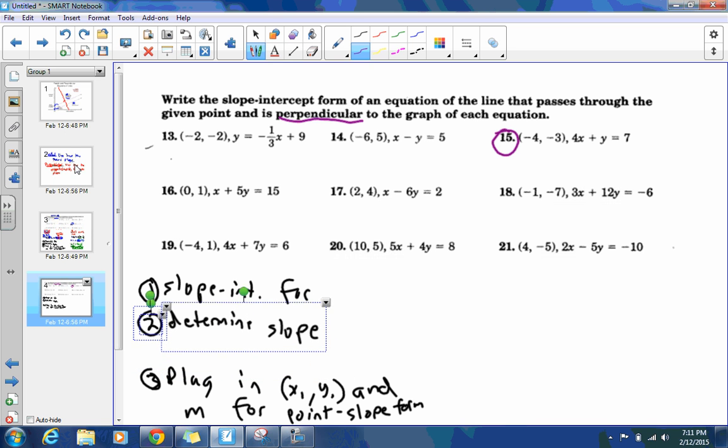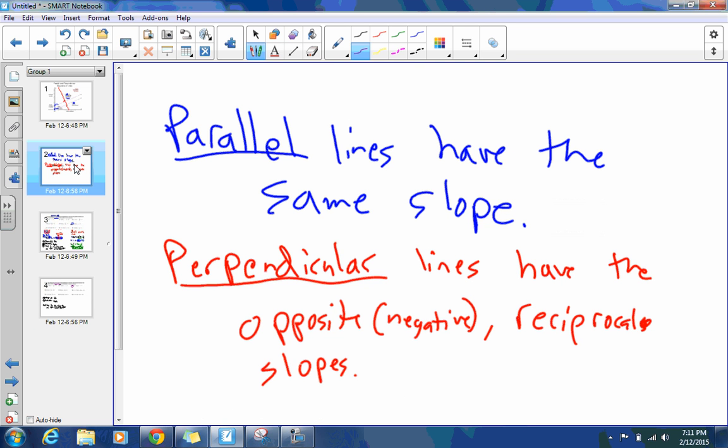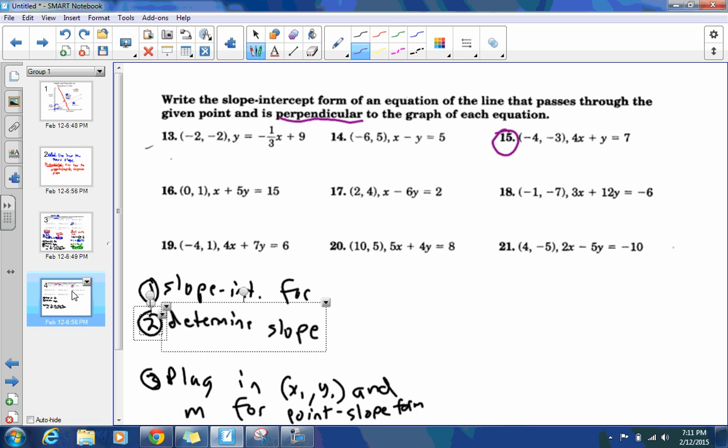So if you look back here, we said the only difference between parallel and perpendicular lines is that parallel lines have the same slope. Perpendicular lines have the opposite, or the negative, and the reciprocal slopes. So instead of just using the same slope, we're going to use the opposite reciprocal slope. So I'm going to add in our new step 3: make the opposite reciprocal slope.